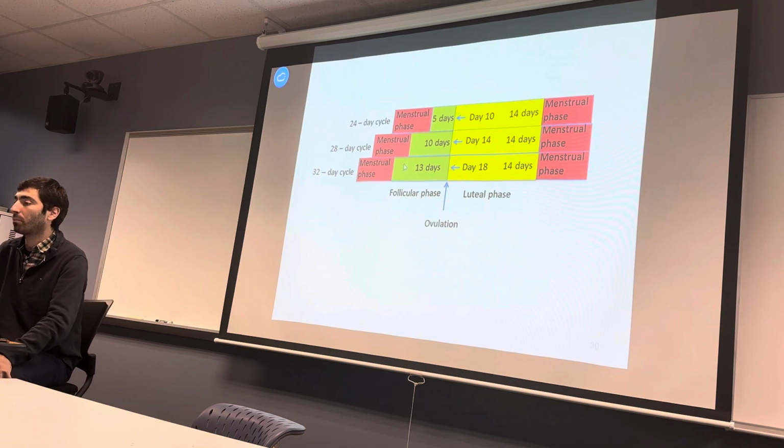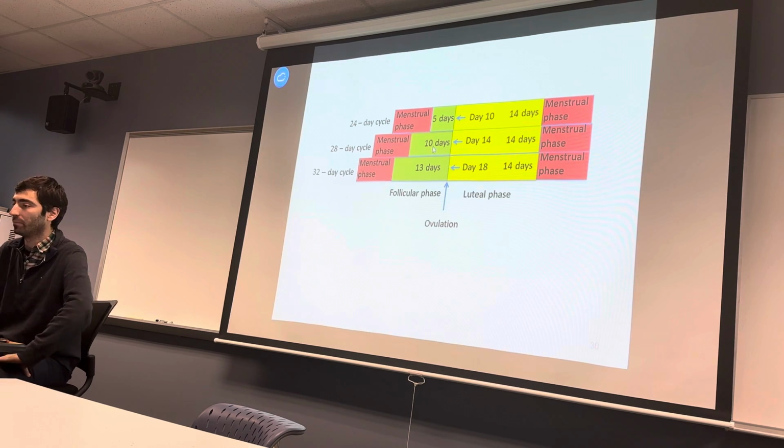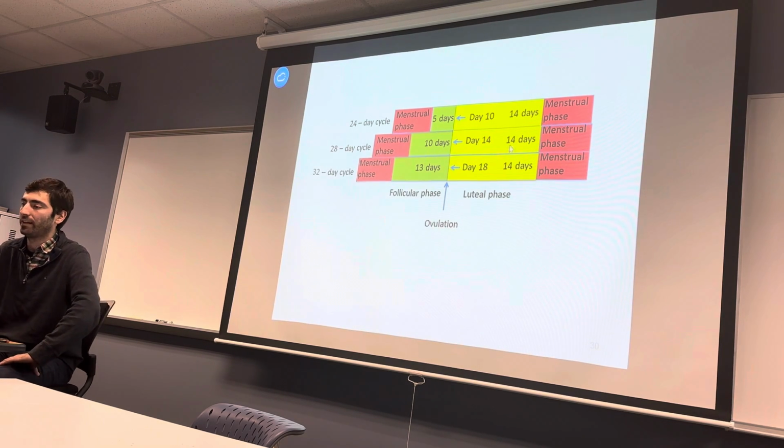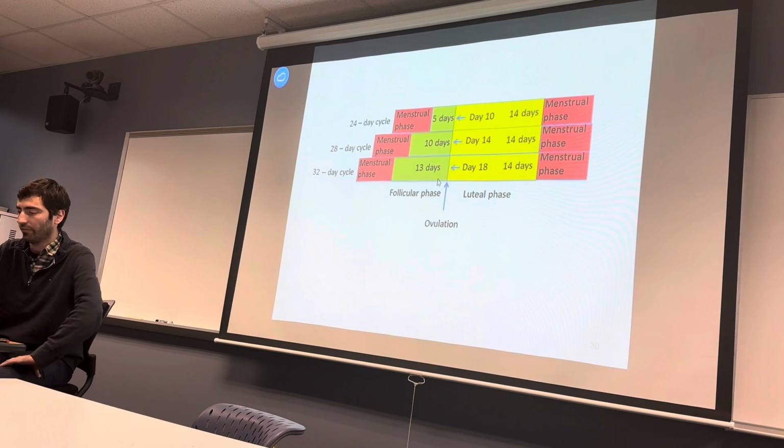So if you were to put timelines and line them up according to ovulation, the second half would always look the same. The first half is really what differs. The follicular phase differs from individual to individual.